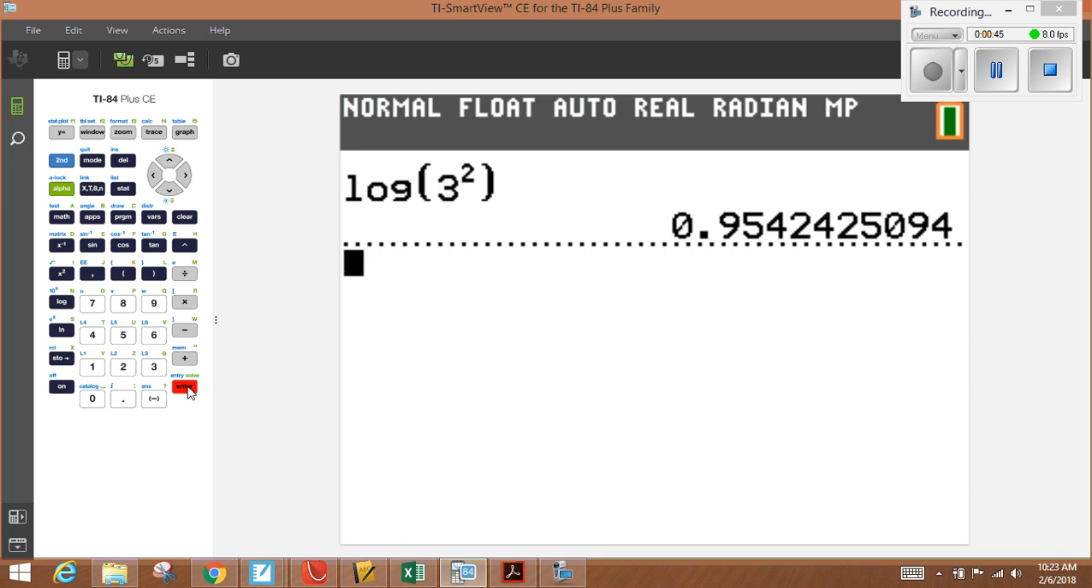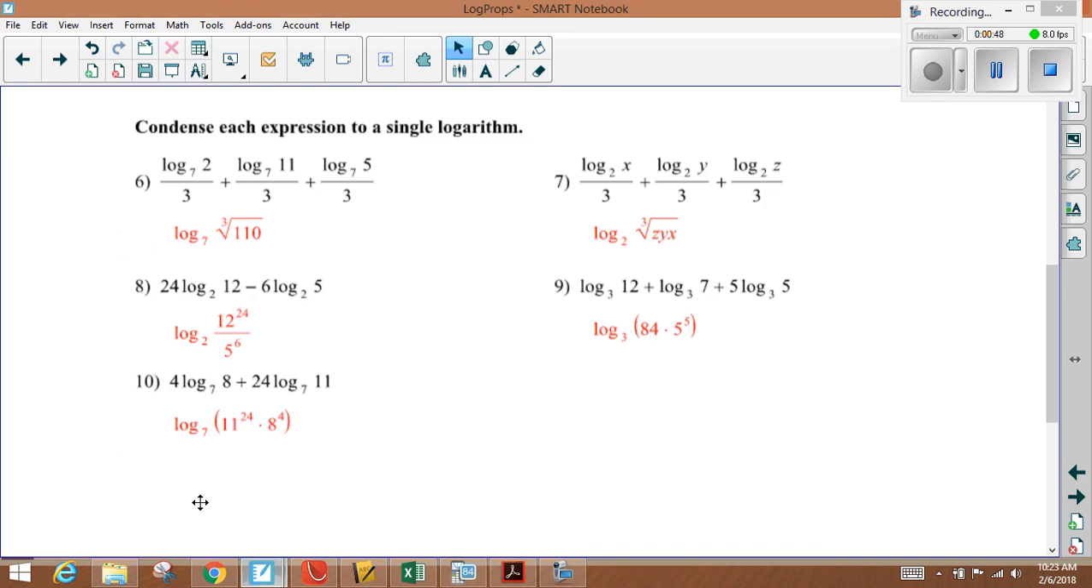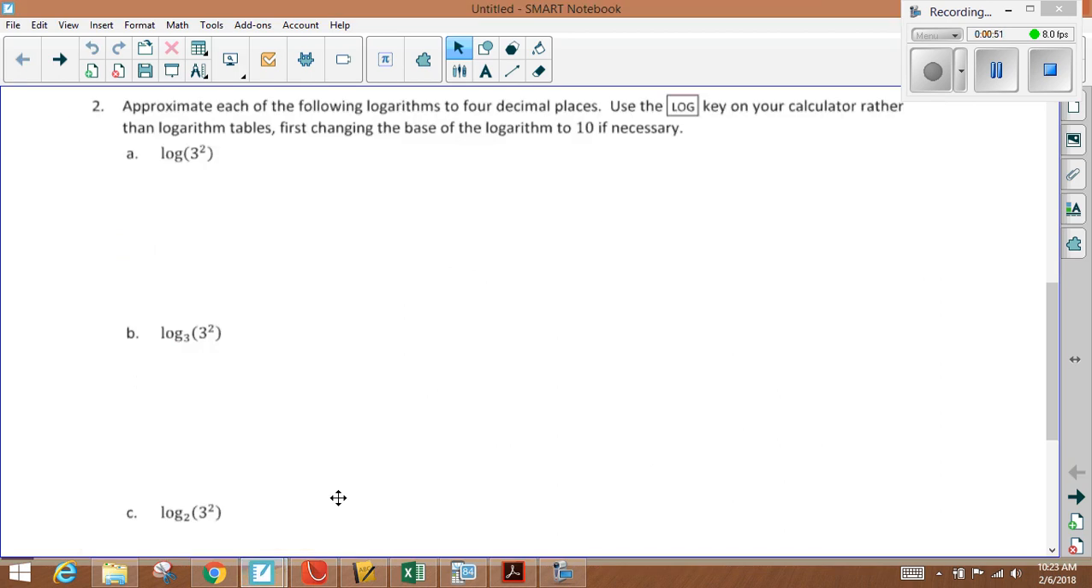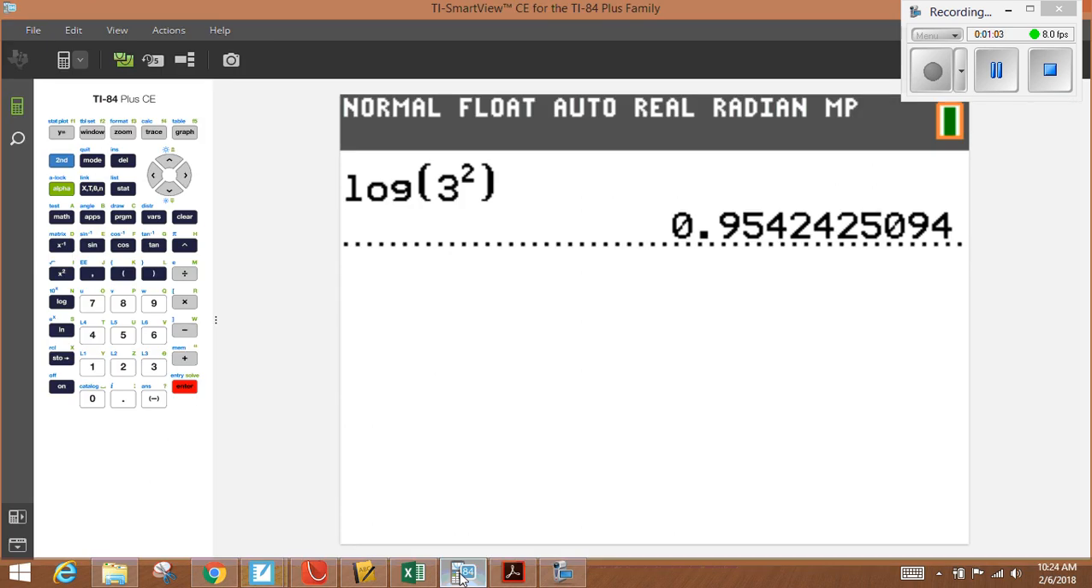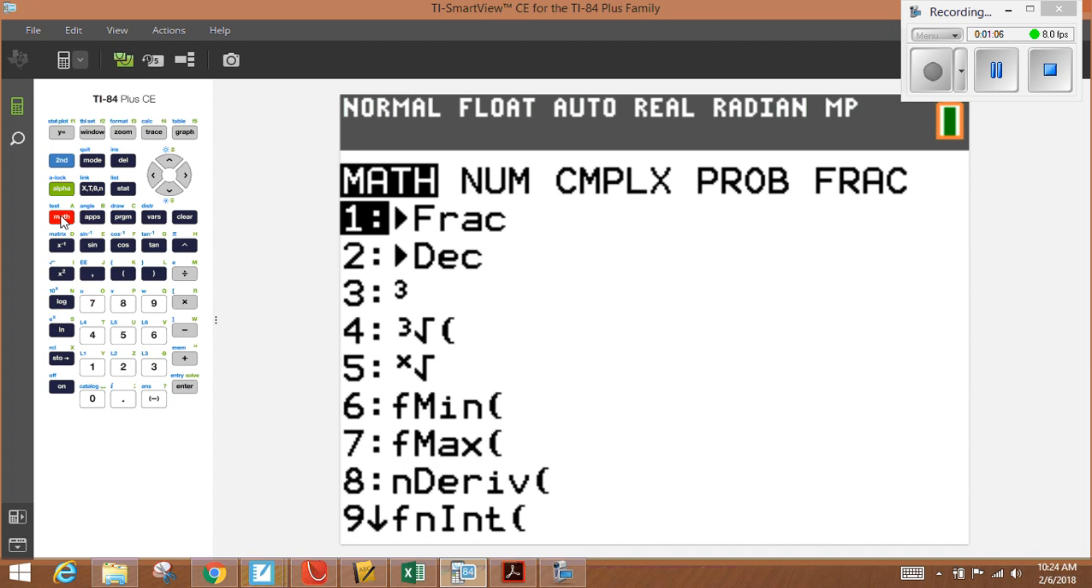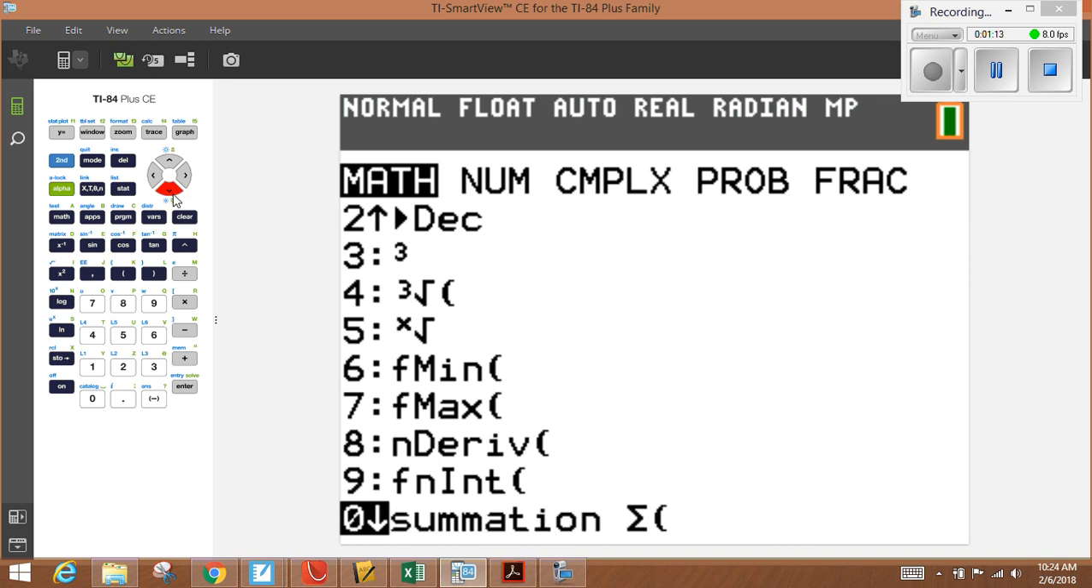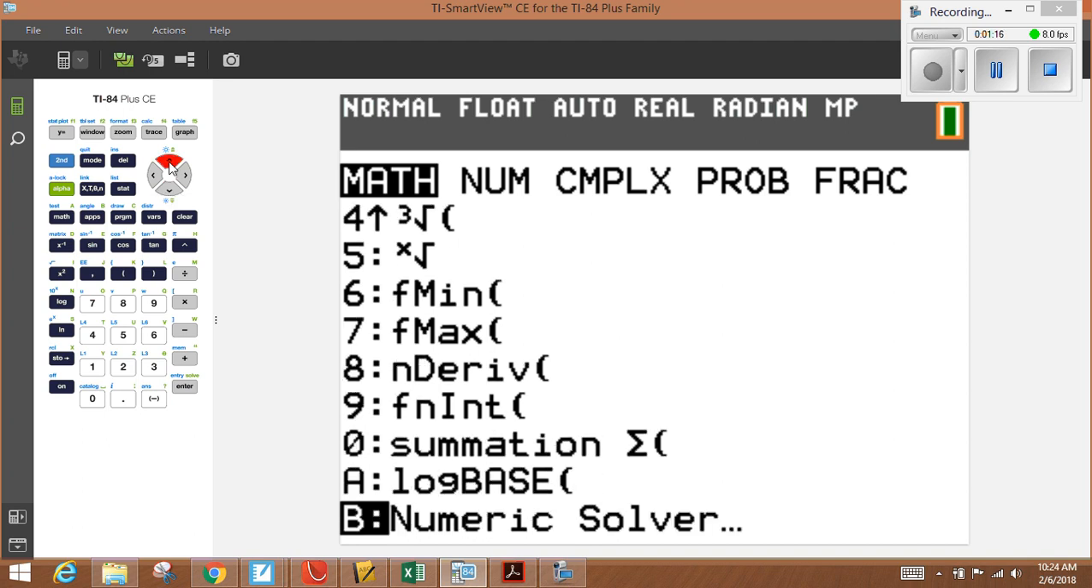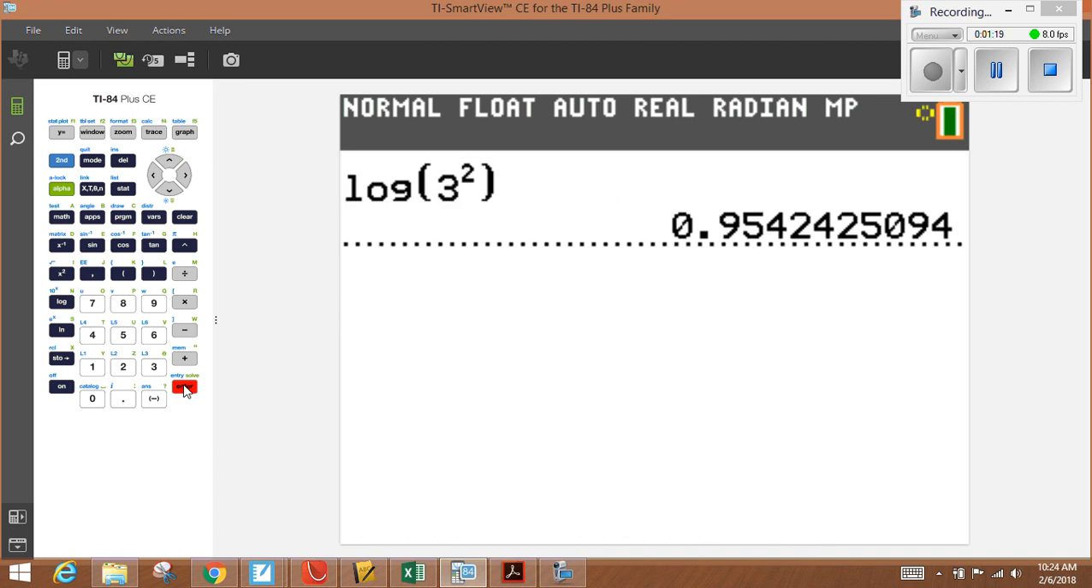But what happens when I have a different base, log base 3 of 3 squared, not log base 10 of 3 squared, but log base 3 of 3 squared? I can go ahead and go to my calculator, and I can hit math, and if I go down, it has a log base function. And there it is. So I'm going to use my log base function, and that allows me to change the base.